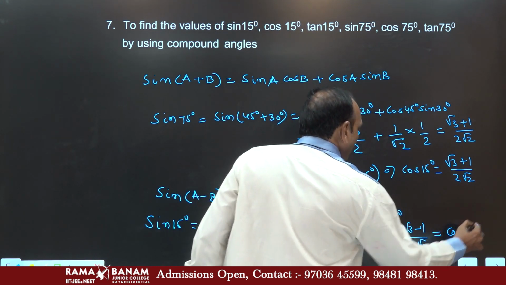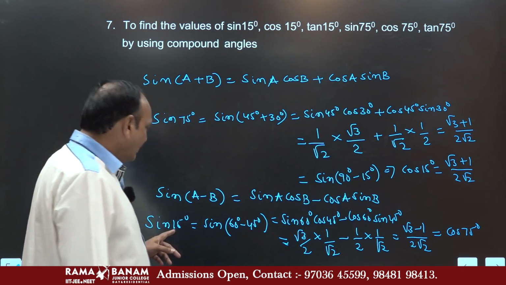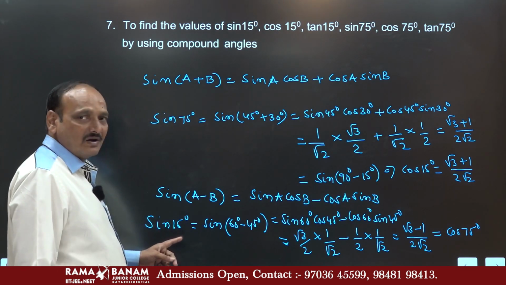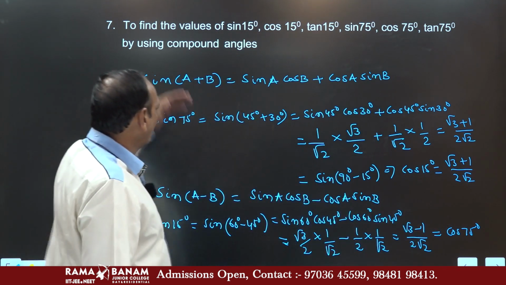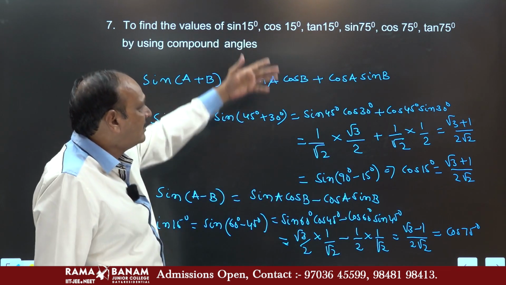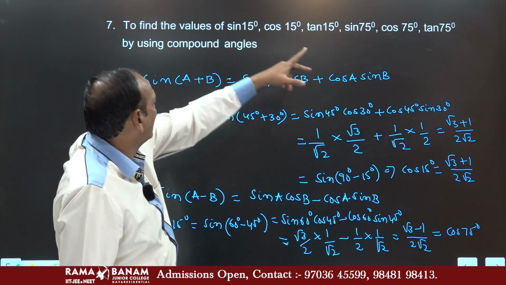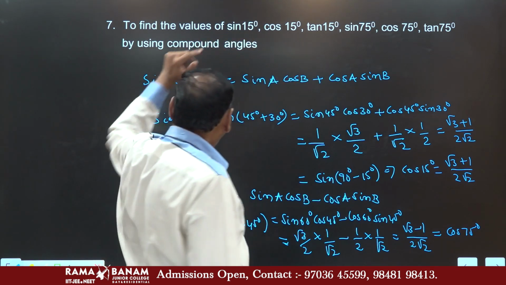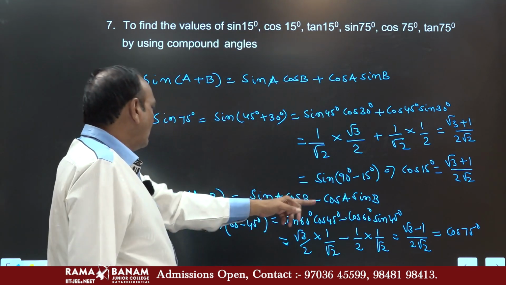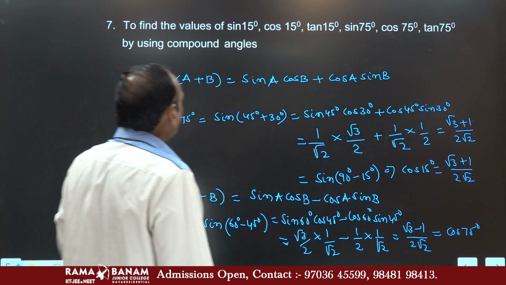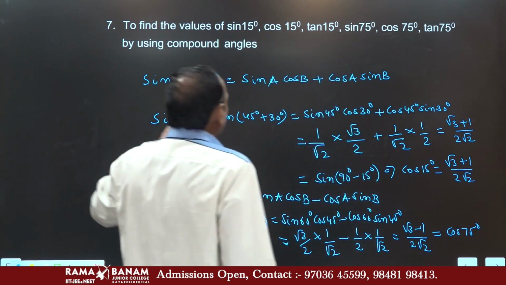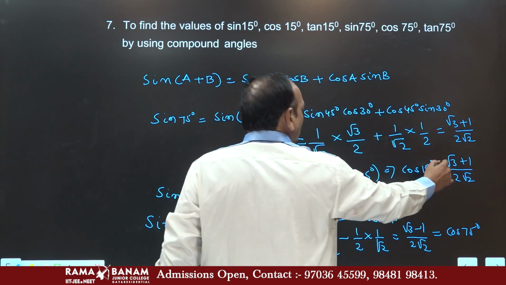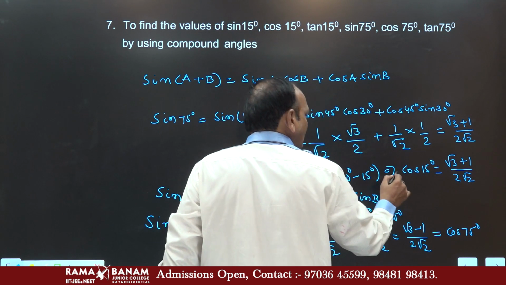Sin 15 is nothing but cos 75. So, we can find very simply. 15 can be taken as 90 minus 75, sin 90 minus theta is equal to cos theta. So, we can find the remaining values. So, already 4 values I can find. Sin 15 we got, sin 15 is equal to root 3 minus 1 by 2 root 2, which is cos 75. Again, sin 75 is equal to root 3 plus 1 by 2 root 2.